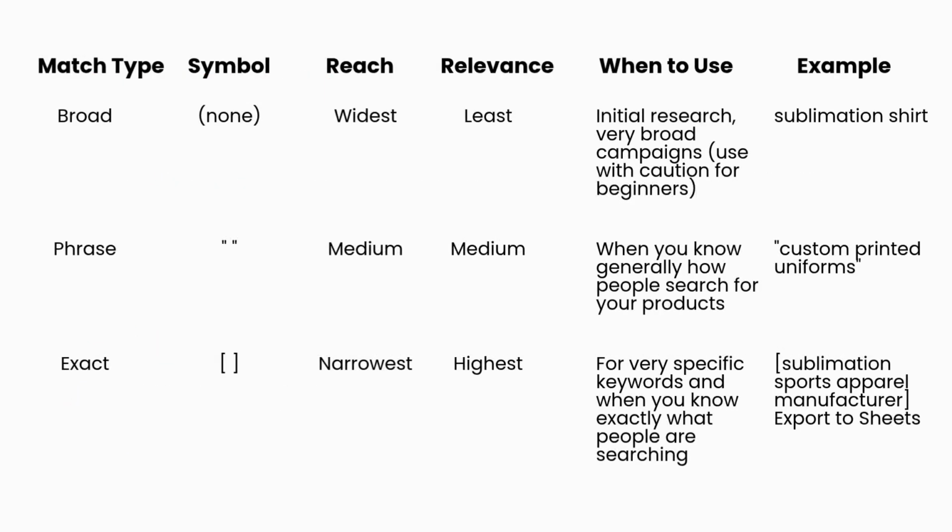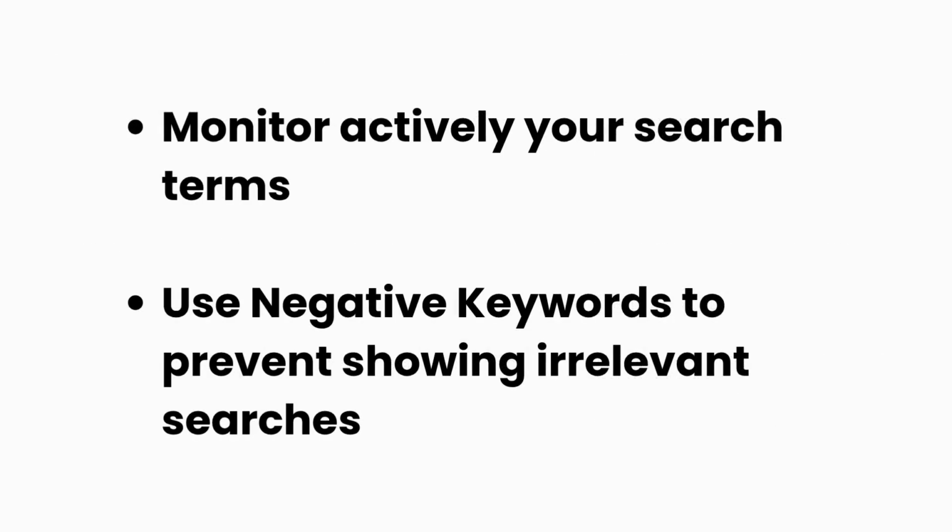So when should you use which match type? Here's a quick rundown. As you are starting out, I recommend focusing on phrase match and exact match keywords. They will give you more control over who sees your ads and help you get more relevant traffic for your sublimation apparel business. You can always add more broad match keywords later on for discovery, but make sure you actively monitor your search terms and use negative keywords to prevent your ads from showing for irrelevant searches.